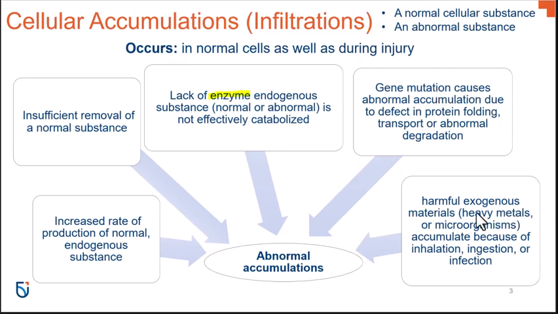And then in other cases, there are harmful exogenous materials that accumulate in the body. Exogenous means coming from the outside in, whereas we spoke about endogenous meaning produced within the body. This is when things from the outside are coming in. It could be that you've inhaled something that ends up entering your cells and building up in them. It could be that you've ingested something, or it could even be from an infection. In any case, whatever the cause is, anything that accumulates abnormally within the cell can be problematic.